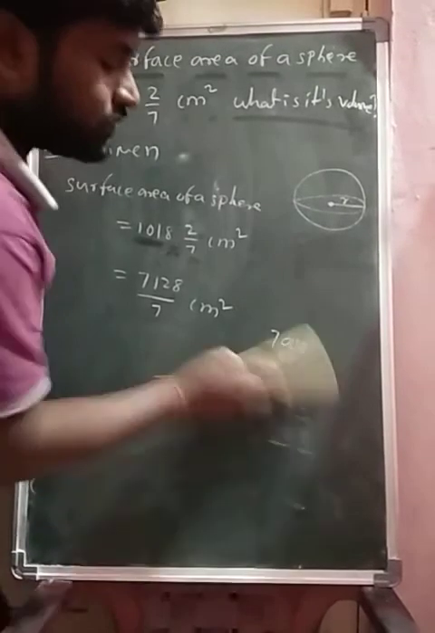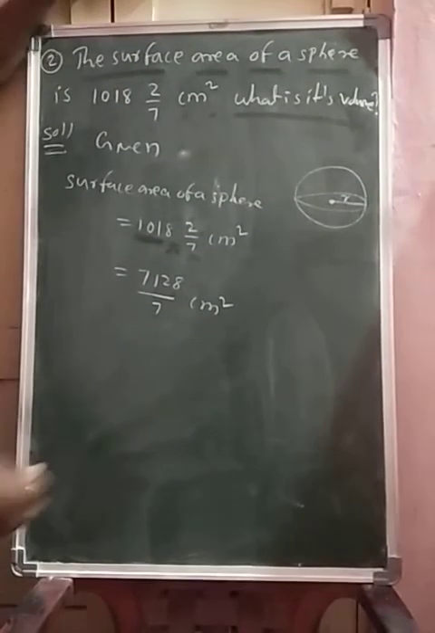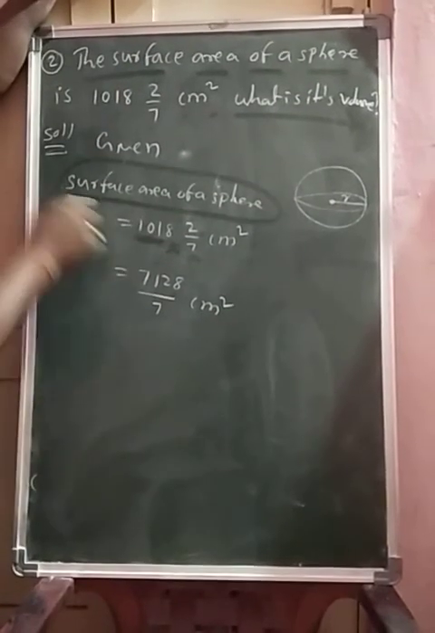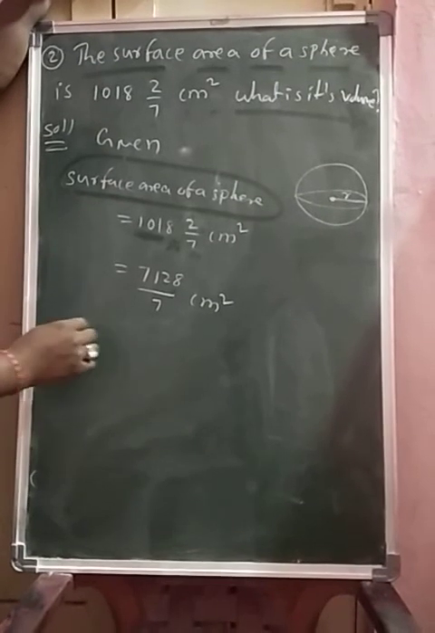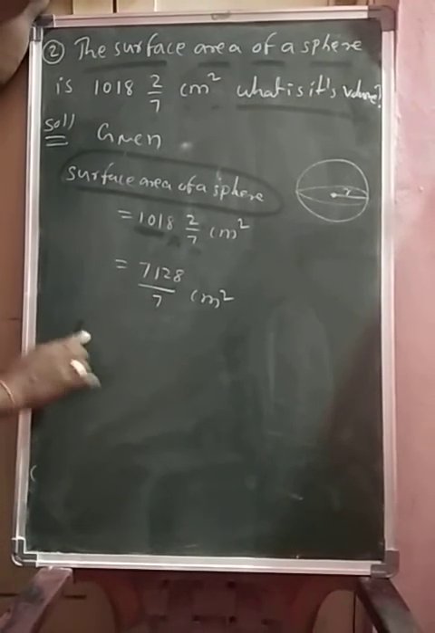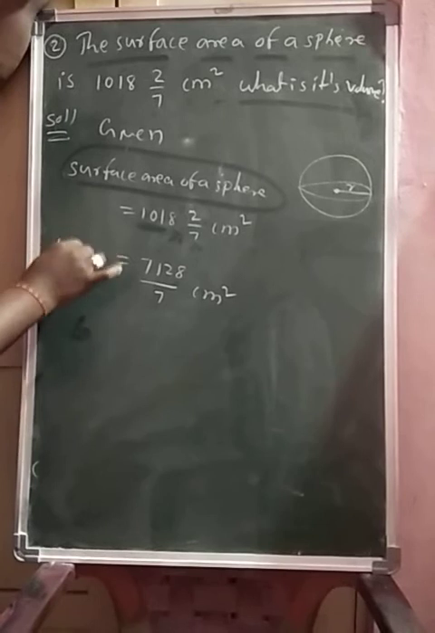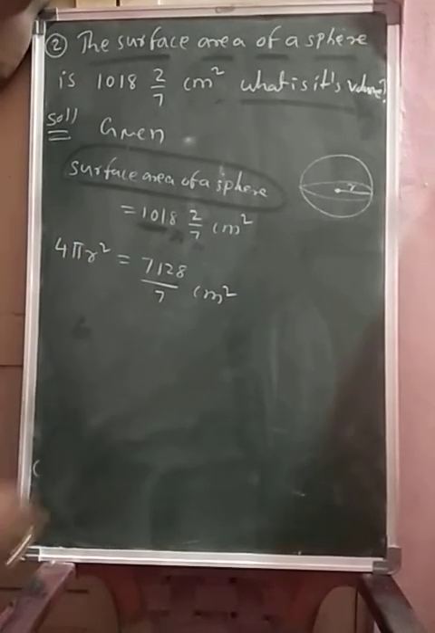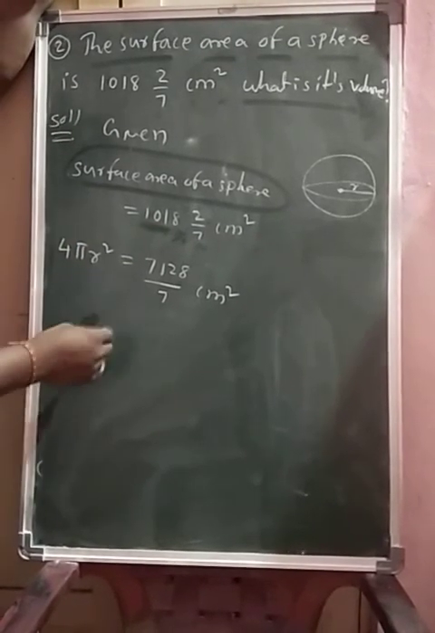Now we know the surface area of a sphere is equals to, what is the formula, Nana? That is 4 pi r square. 4 pi r square. Okay, square units.